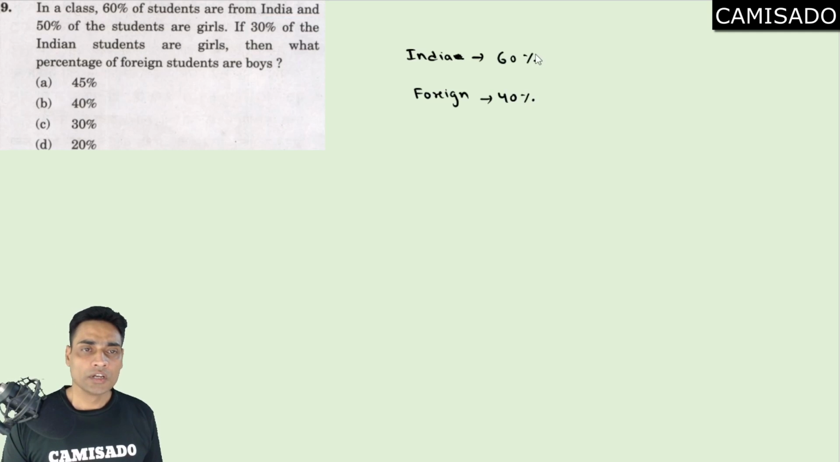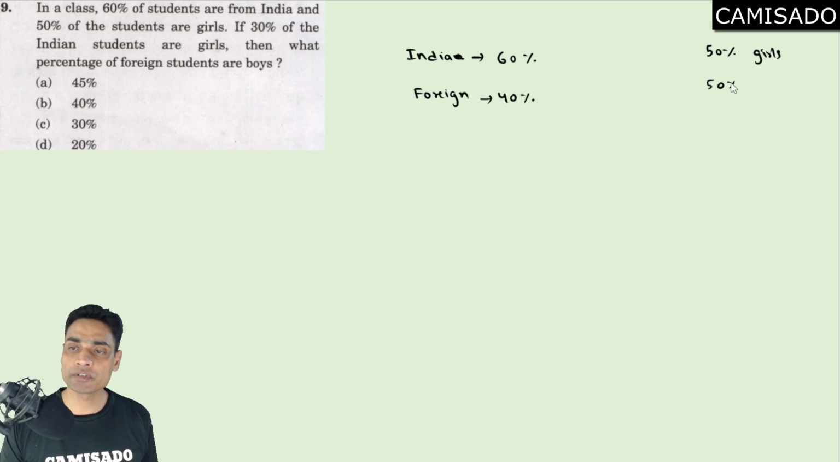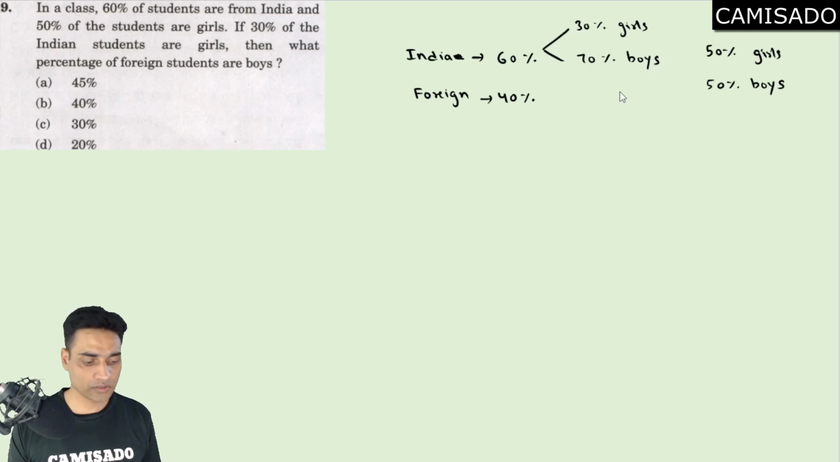Now 50% of the students are girls, it's already given, so definitely the remaining 50% will be boys. Fine. Now, if 30% of the Indian students are girls, it means out of this 60%, 30% we have girls, so definitely the remaining 70% are boys. Fine. So making it simple for you, this is the percentage process.